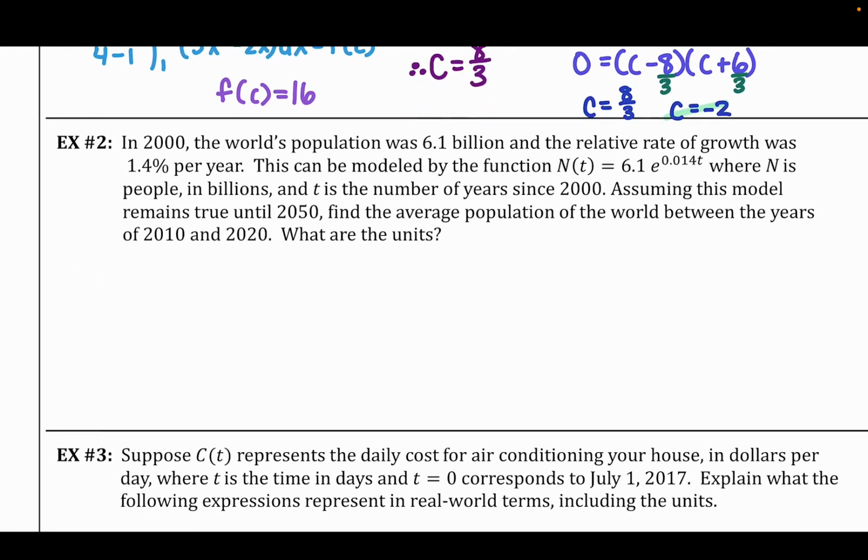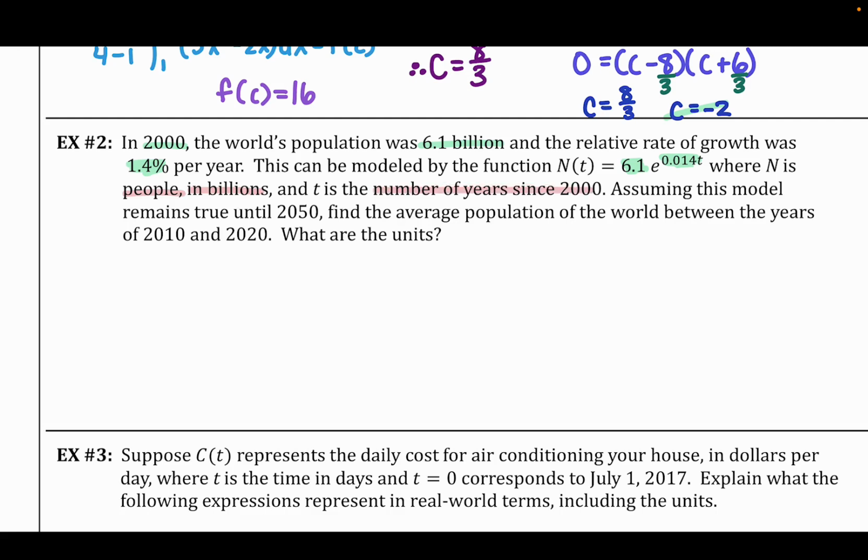Okay, number 2. This one we're going to need a calculator for, so hopefully you have your calculator. I'm going to write out everything I would put in my calculator as we go along. This says in 2000, the world's population was 6.1 billion, which I can see in this function here. And the relative rate of growth was 1.4% per year. You can see that as the exponent here. This can be modeled by our function n of t, where n is people in billions. That's important for our labeling. We have billions of people, and t is the number of years since 2000.